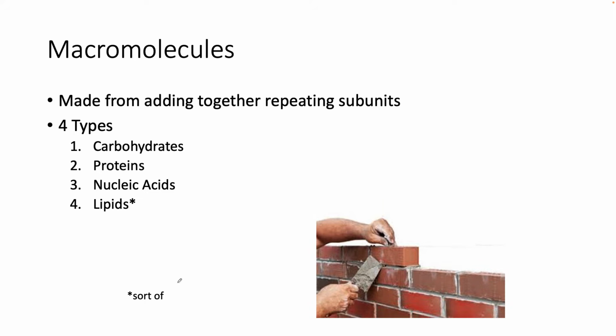And you might see that I have a kind of star here about the lipids. With lipids, it doesn't work quite as well, but we're going to just go with the whole macromolecules are polymers that are made from monomers. So let's talk about these 4 different types.